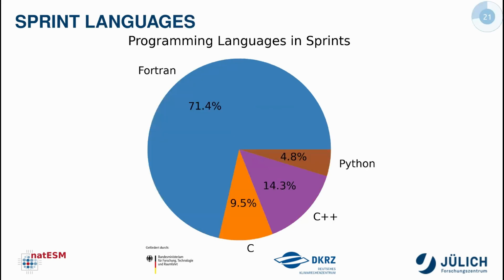One peculiarity which we have in the Earth system modeling community is the programming language. The vast majority of the codes is written in Fortran because, as I mentioned, they already started developing atmospheric models in the 70s, and later on Fortran was the language to go for scientific codes. A little fraction is C++, some C, and also some Python was used in the codes.